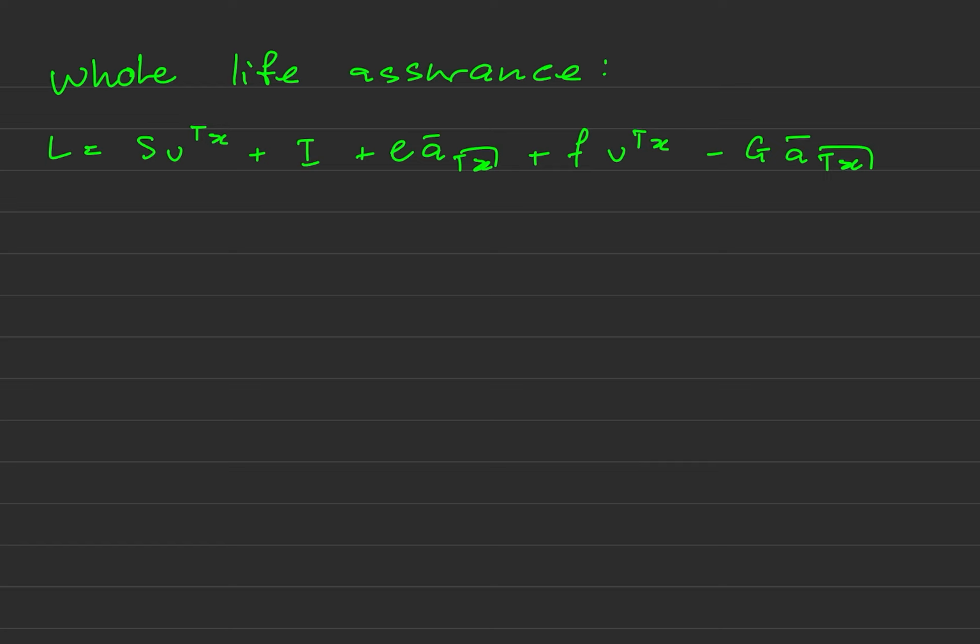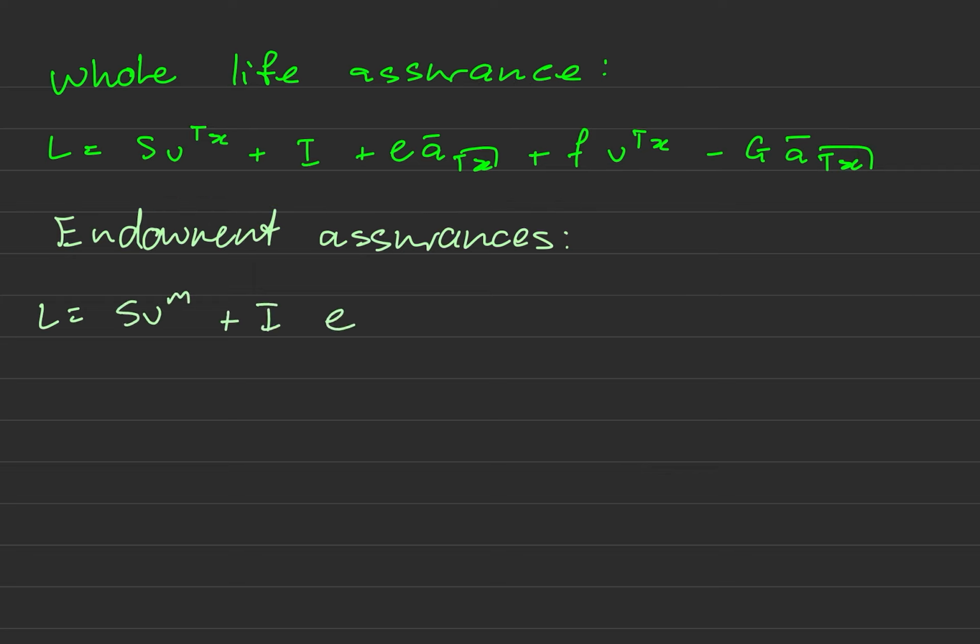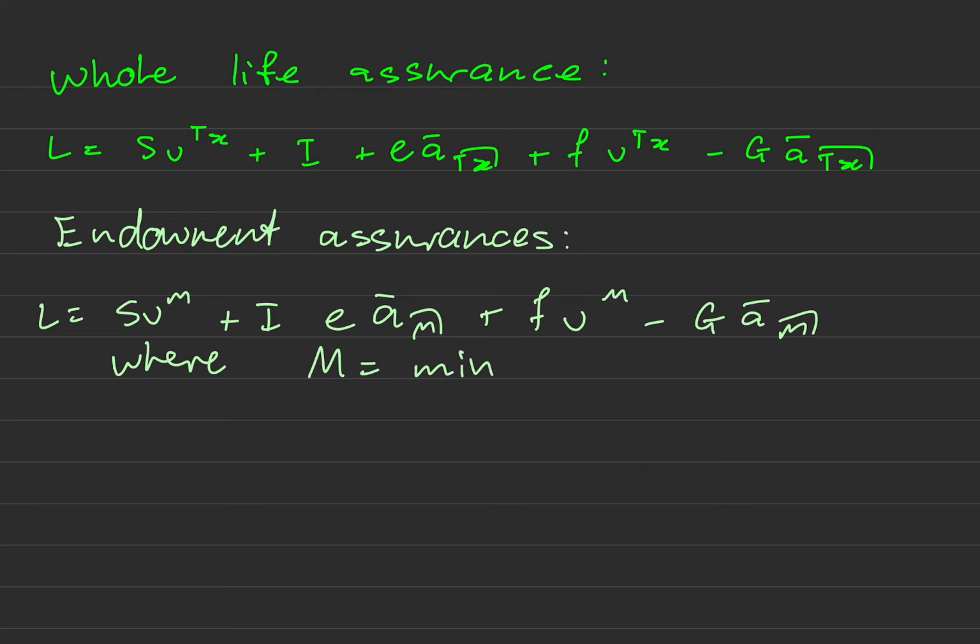endowment assurances. For the gross future loss random variable of an endowment assurance, it'll take a very similar form to above, except for the fact that I'm going to be changing that Tx to be m, and I'll explain to you what m is. So m equals the minimum of Tx and n.